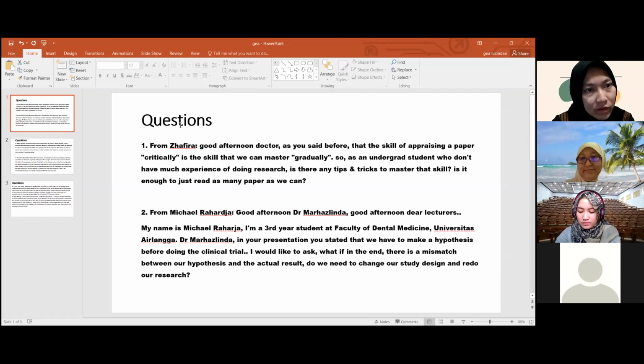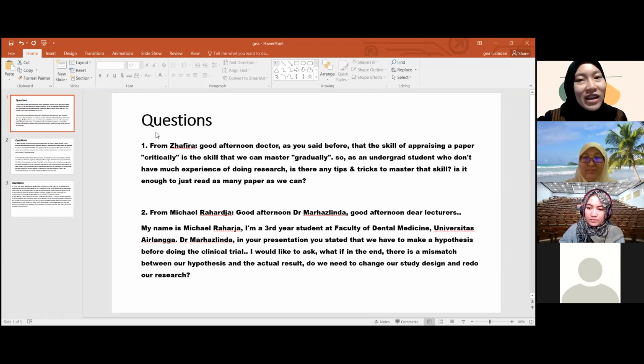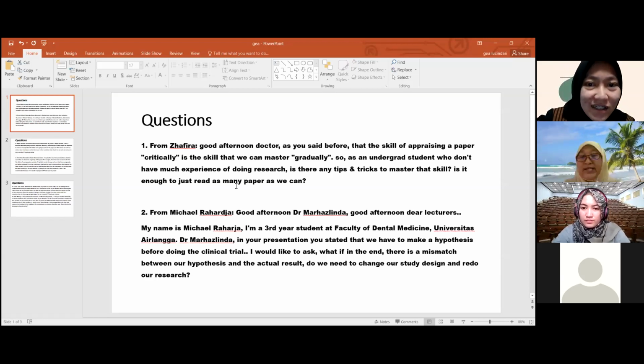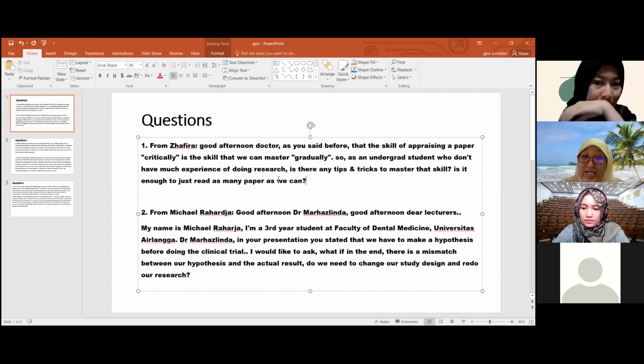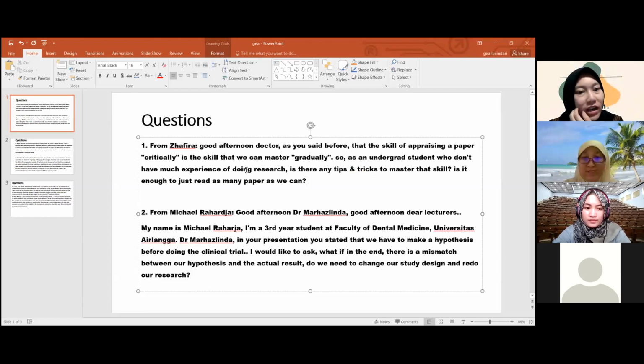Okay. Ya, oh berarti harus banyak membaca dan practice our skill ya dok ya? Ya, you boleh gunakan tool tadi, appraisal tool. Nah, you kena start dengan design yang senang-senang dahulu. Kemudian baru you increase ya. Sudah jelas ya untuk Zafira. Untuk pertanyaan yang kedua dari Michael Raharja, dokter. Good afternoon, Dr. Parasrinda.